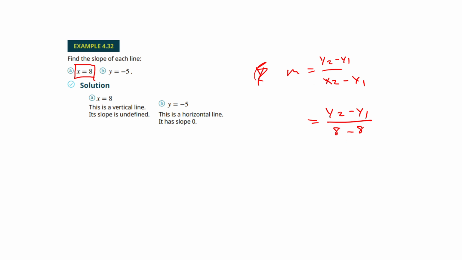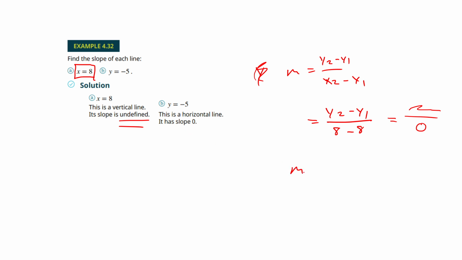Well, if we use the formula, no matter what 2 points I pick on this line, aren't they always going to be 8? Now look what happens. I've got something on the top, but the bottom is 0. Now, you're not allowed to divide by 0. The universe breaks, the laws of math are destroyed, and so that's something we call undefined. 0 under the line is undefined. So you're not allowed to divide by 0. So that's why a vertical line has an undefined slope. And I do not have it memorized. I just go back to the formula and think it through like this.